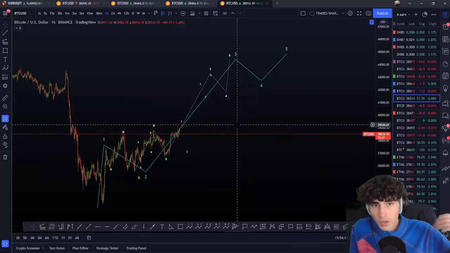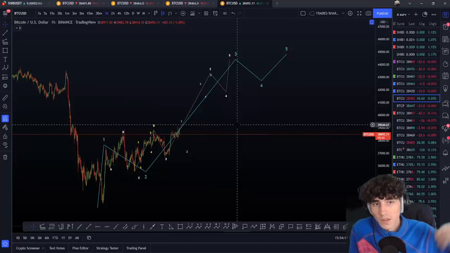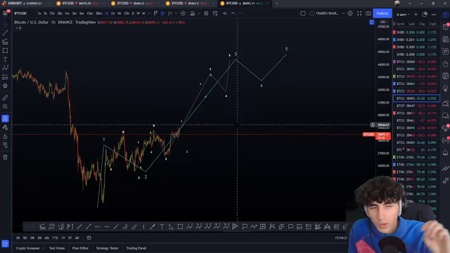Now if we push higher, knowing a possible wave we are in, WXY, impulsive to the upside here, there are different possibilities for the impulsive here.